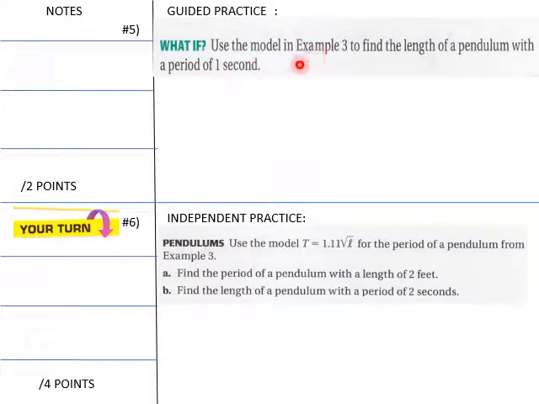So using the model in example 3, find the length of the pendulum with a period of 1 second. Down here, students, find the period of a pendulum with a length of 2 feet. Find the length of a pendulum with a period of 2 seconds. So there's your independent practice there.